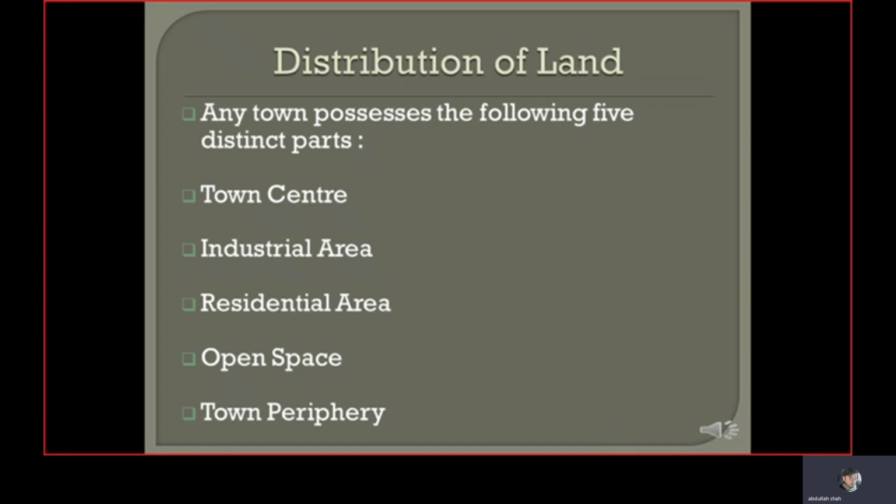Distribution of land refers to allocation of available land resources to different land using activities. It is done to promote desirable patterns of land uses, to prevent wasteful development, and minimize the cost of public infrastructure and other social services. Usually, a town is divided into five parts that are town center, industrial area, residential area, open space, town periphery.